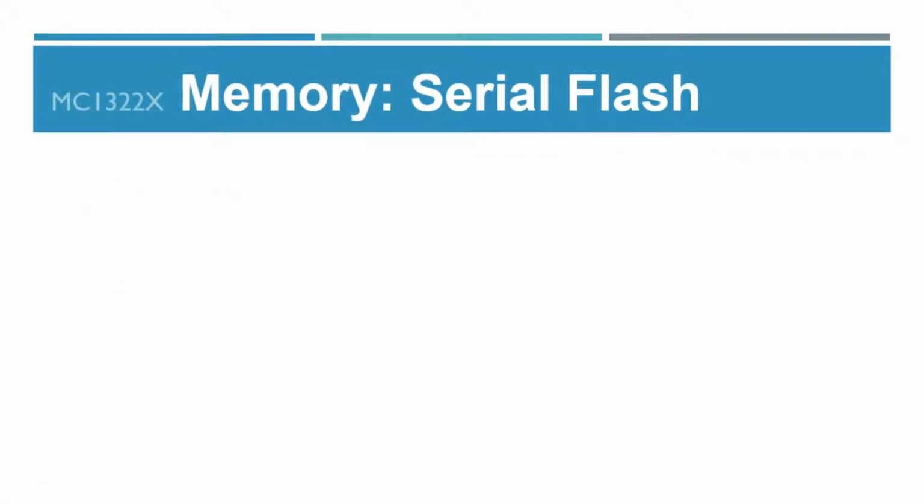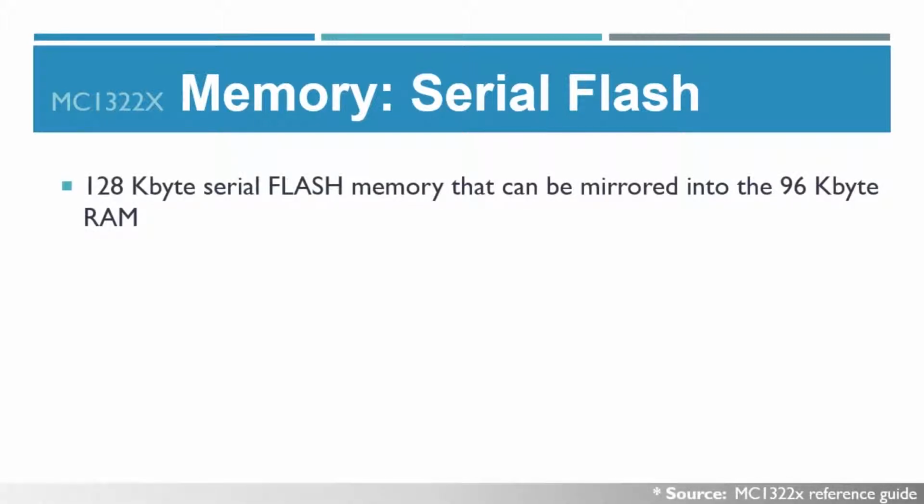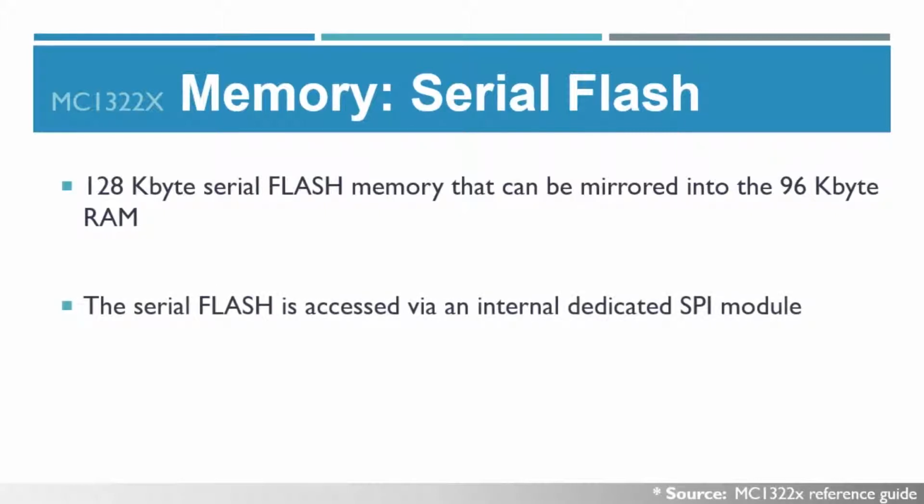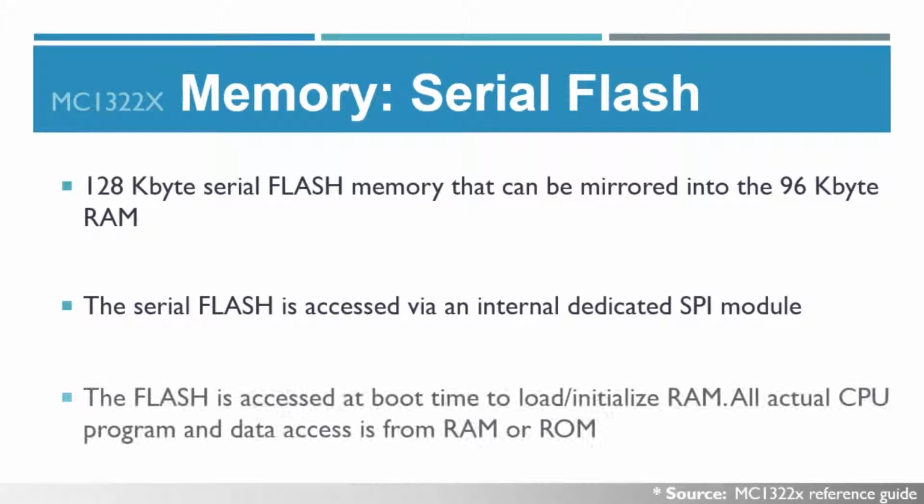Now, finally, we talk about the serial flash, which is the memory needed to save data, save your program or whatnot onto this device. It's a 128 kilobyte serial flash memory that can be mirrored into the 96 kilobyte RAM, and the serial flash is accessed via an internal dedicated SPI module. The flash is accessed at boot time to load or initialize the RAM. All the actual CPU program and the data access is from the RAM or the ROM.